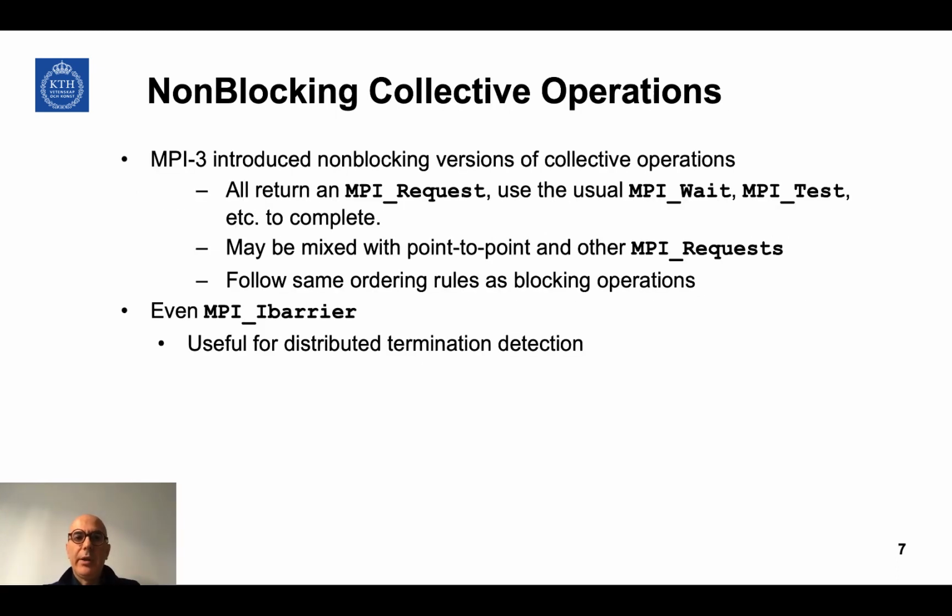As I mentioned, there are also non-blocking collective operations in MPI. These were introduced in MPI 3. All these non-blocking versions return an MPI request, and they use the usual MPI_Wait and MPI_Test to complete. They might be mixed with point-to-point and other MPI requests coming from non-blocking operations, and they follow exactly the same ordering rule as blocking operations. There is also an MPI non-blocking barrier. That's quite interesting. You might be wondering why there is a need for a non-blocking barrier. Well, it might be needed if you are doing some distributed termination detection.